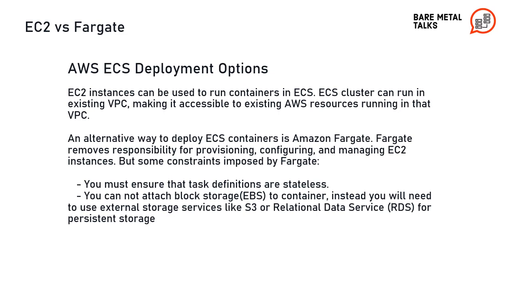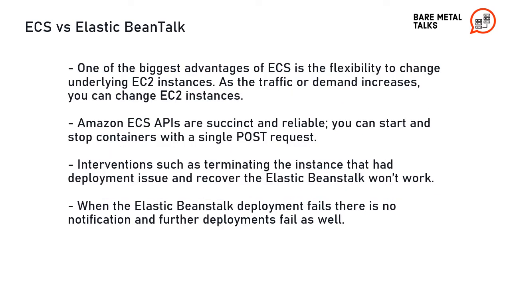In order to understand the value proposition of ECS properly, let's compare it with serverless AWS services, Elastic Beanstalk, and Lambda. One of the biggest advantages of ECS is the flexibility to change underlying EC2 instances. As the traffic or demand increases, you can change EC2 instances. Amazon ECS APIs are succinct and reliable. You can start and stop containers with single post requests. On the other hand, interventions such as terminating the instance that had a deployment issue and recovery of Elastic Beanstalk will not be possible. When the Elastic Beanstalk deployment fails, there is no notification and further deployments will fail as well.